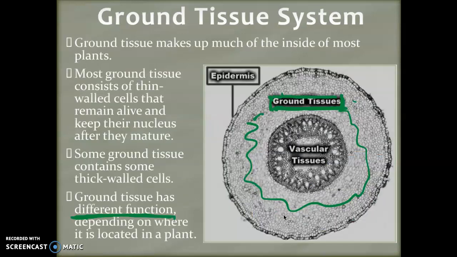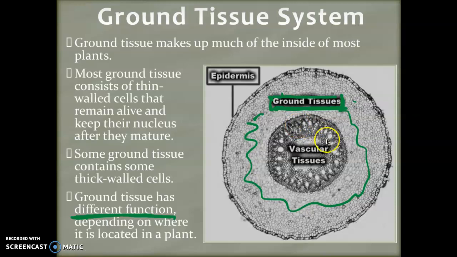Next we have the ground tissue system. This is the second of the 3 tissue systems in a plant. Like I said, it makes up most of the inside of plants. It's going to consist of thin-walled cells. This is really important: thin-walled cells that remain alive and keep their nucleus after they mature. The reason it has to stay thin is so that it can provide support to the vascular tissues without taking up a lot of space.